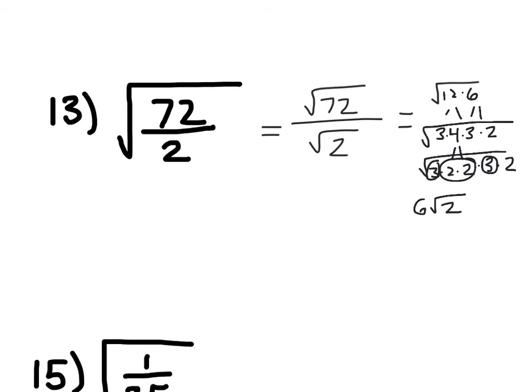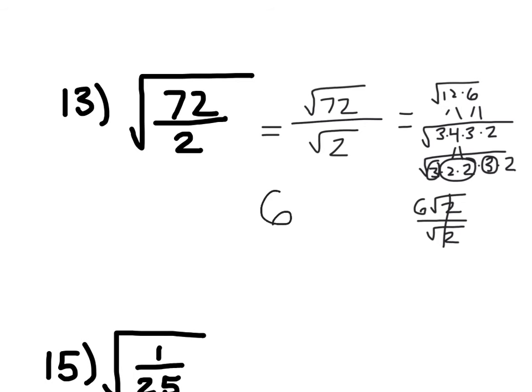Now, can we break down the square root of 2 that's on the bottom anymore? No. So we have 6 square root 2 over square root 2. If we have a square root 2 over a square root 2, what does that become? They cancel each other out. So what's our answer? Our answer is 6.